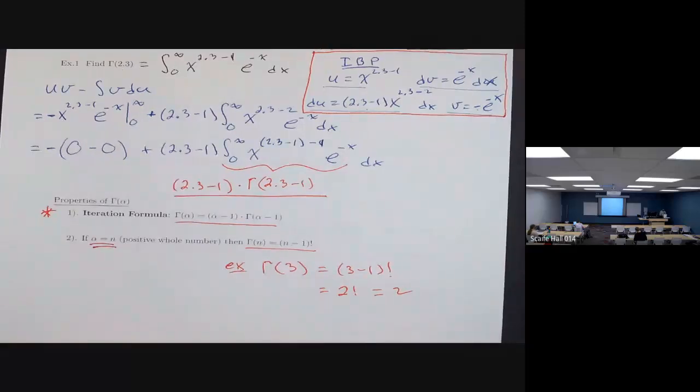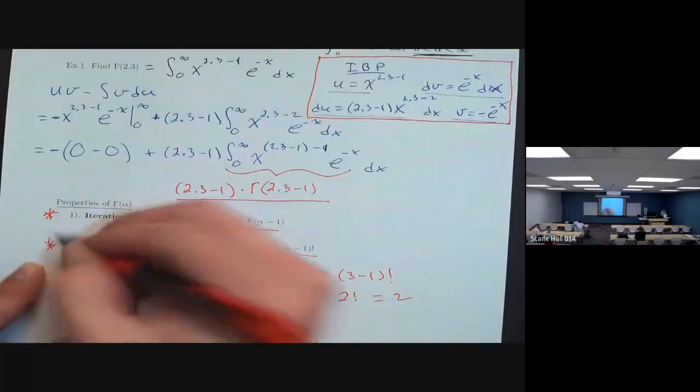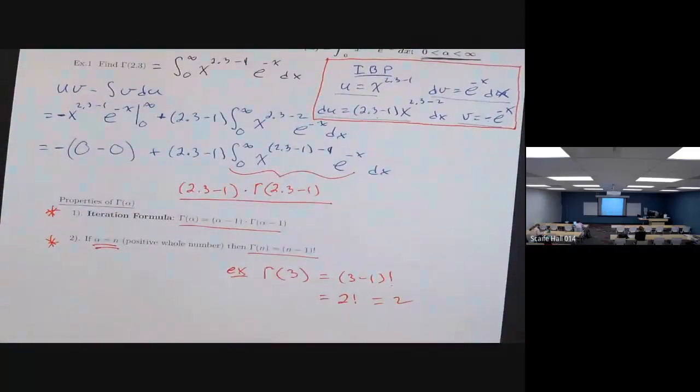This is kind of why I said, on the quiz on Friday, some of the problems might go quicker. So if I ask you on Friday, what is gamma of 4? Should be pretty quick math to do. Okay, so we have these two properties, and one more over here.